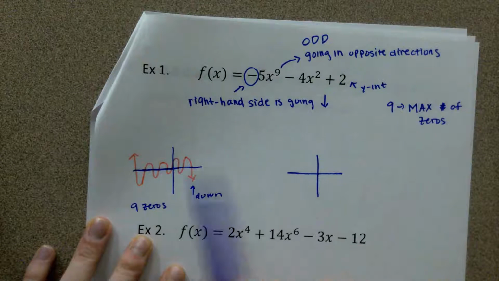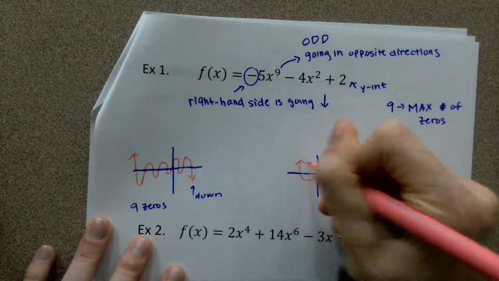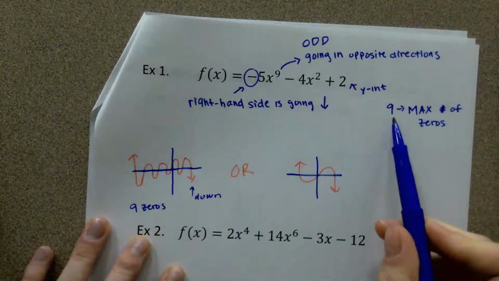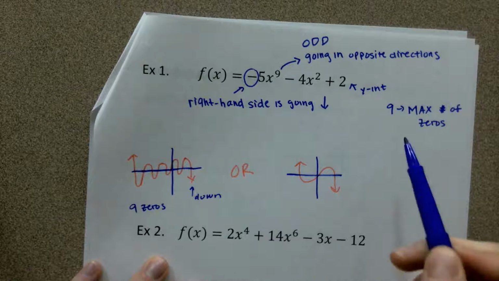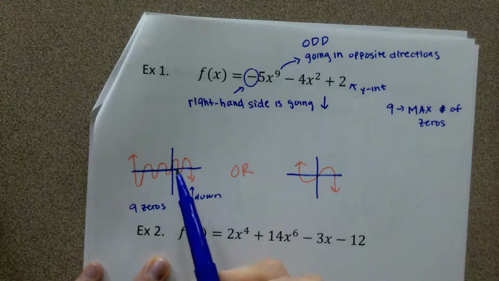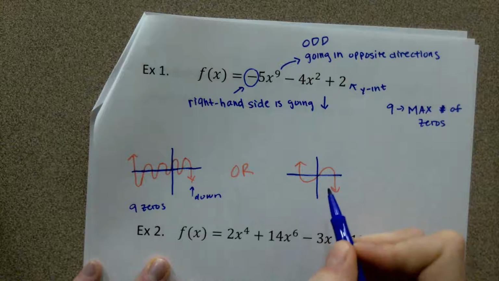Okay, and so my graph can either look like this or it can literally look like this. Okay, so this 9 is not saying I have to have 9 zeros. It's just saying that the maximum number that I can have is 9. So this also works, right?